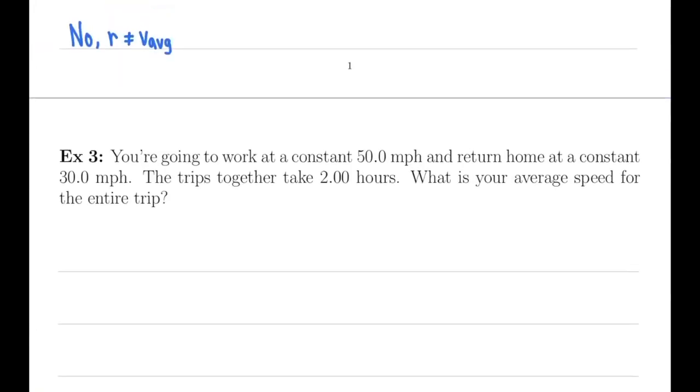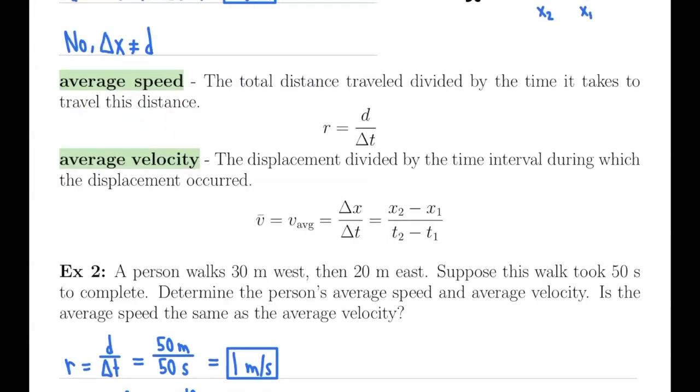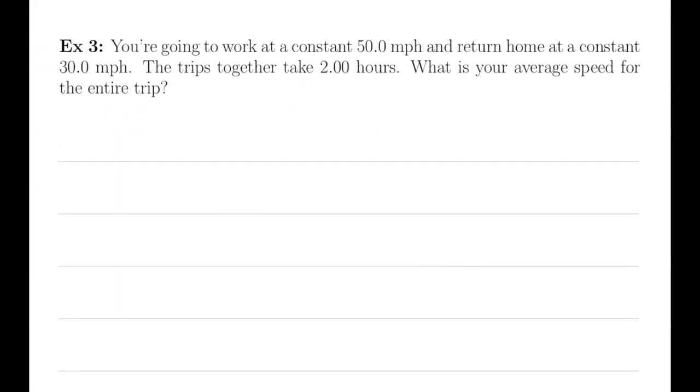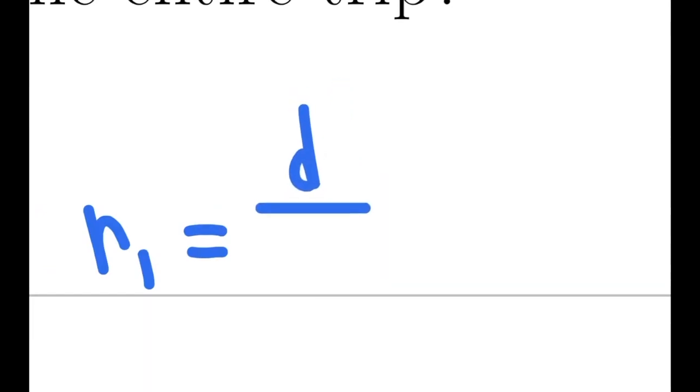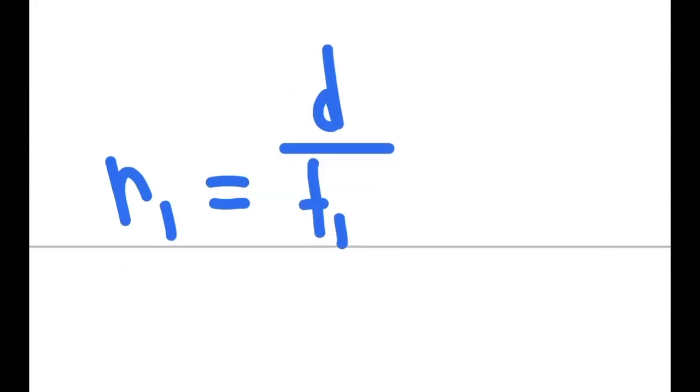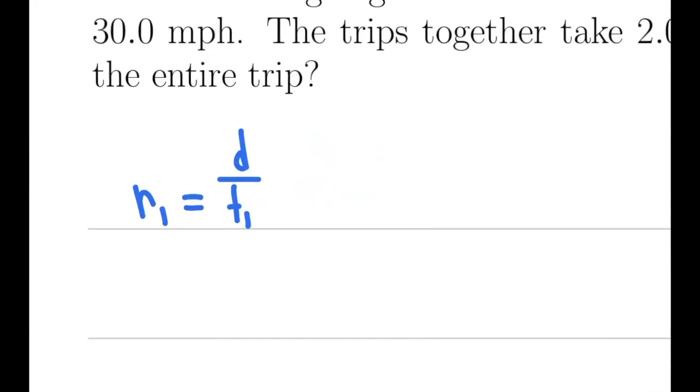We have to go back to our definition of average speed because we can't go wrong with that. I'm going to call the average speed going to work R1. So R1 is the distance. Let's say it travels D distance to go to work, and that takes time T1. So this is what we're dealing with for the average speed going to work.